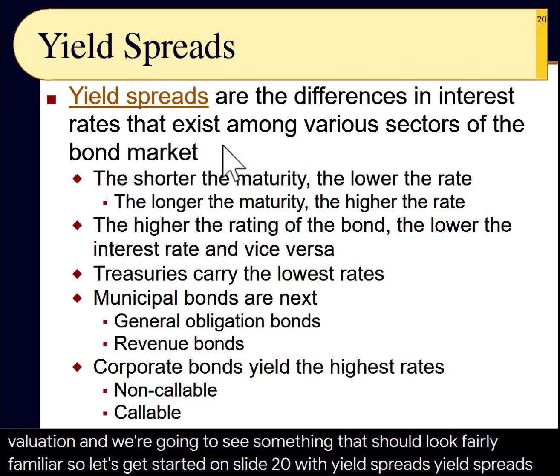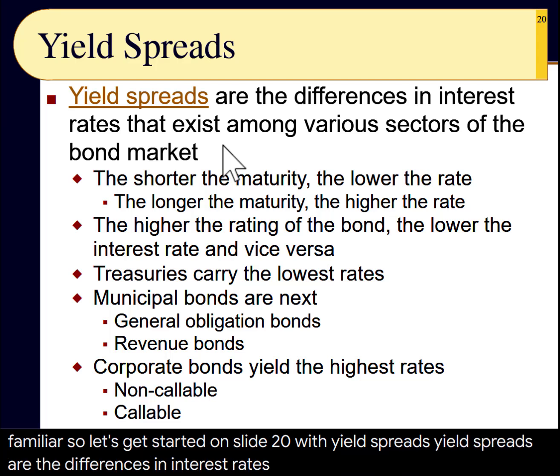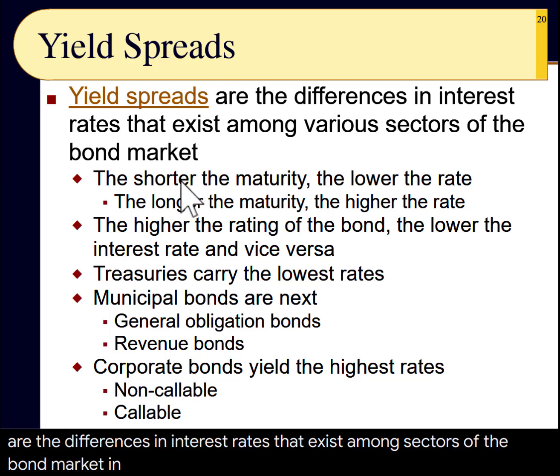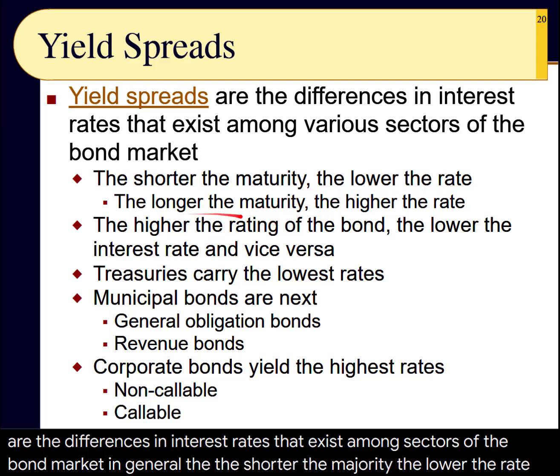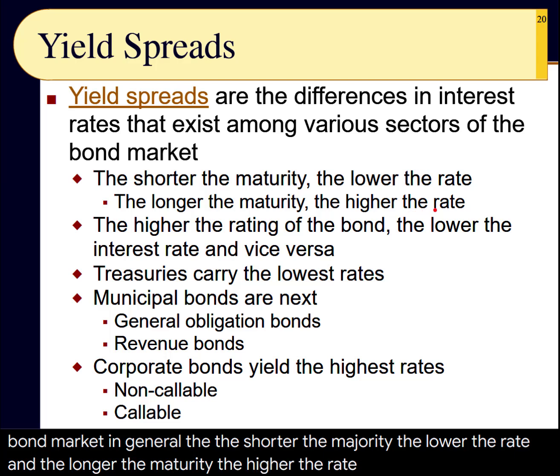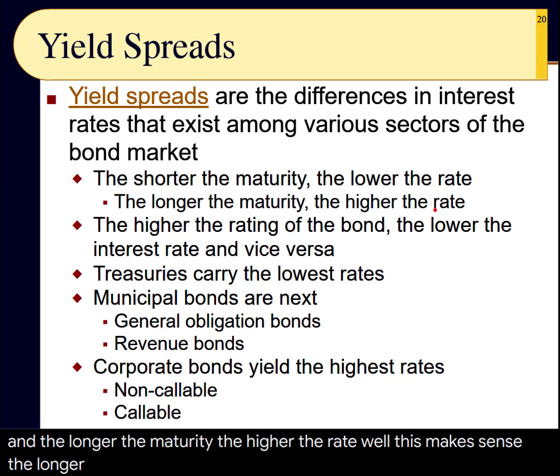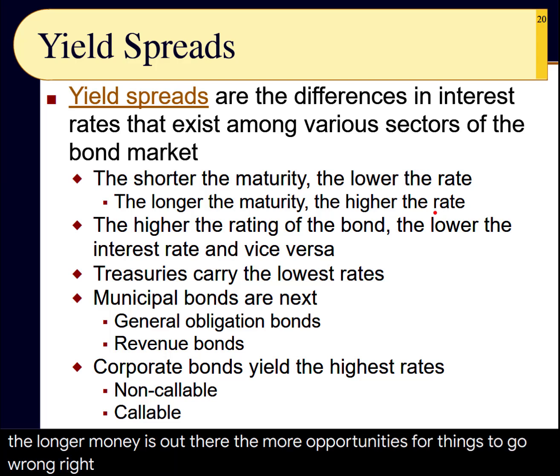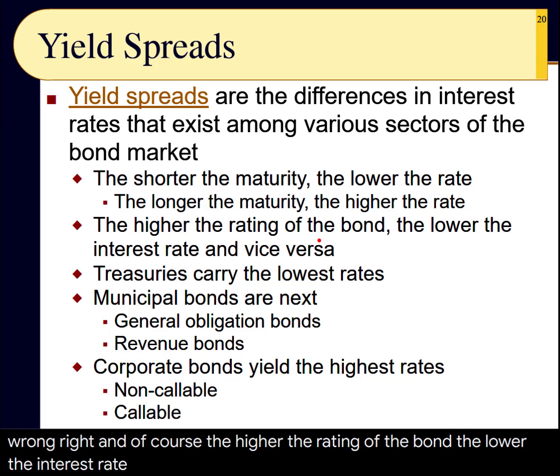Yield spreads are the differences in interest rates that exist among sectors of the bond market. In general, the shorter the maturity, the lower the rate, and the longer the maturity, the higher the rate. Well, this makes sense. The longer money is out there, the more opportunities for things to go wrong, right? And of course, the higher the rating of the bond, the lower the interest rate, and vice versa.